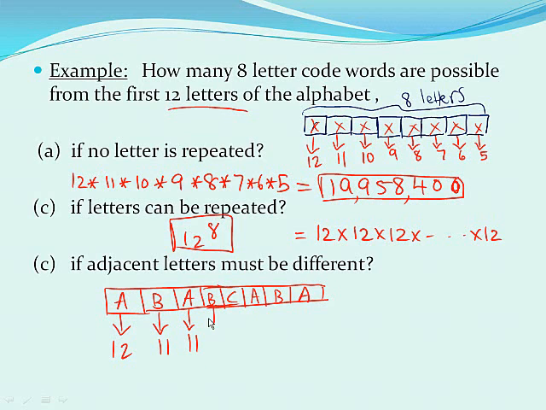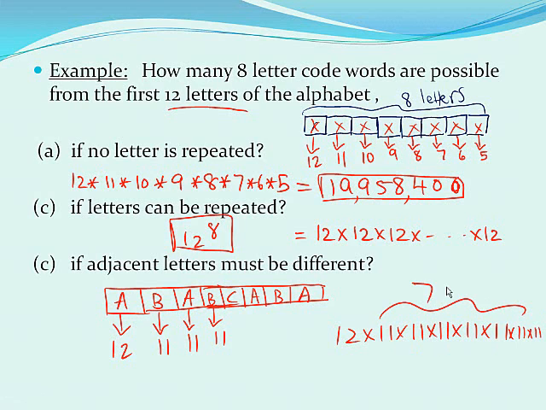And the fourth letter will be anything other than the third letter, so that opens up 11 possibilities. So like that, we need to multiply 12 times 11 times 11 times 11 and so on. So the answer will be this number up here, 12 times 11 seven times. We can also write this as 12 multiplied with 11 to the power 7.